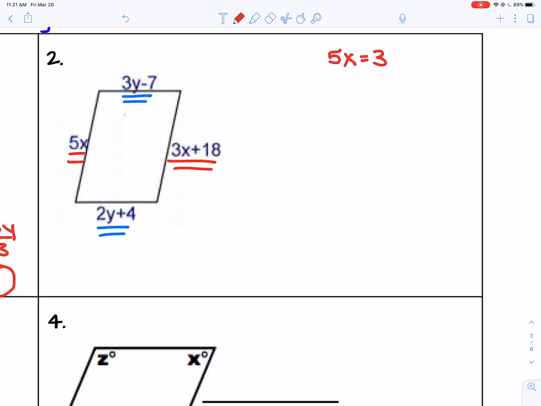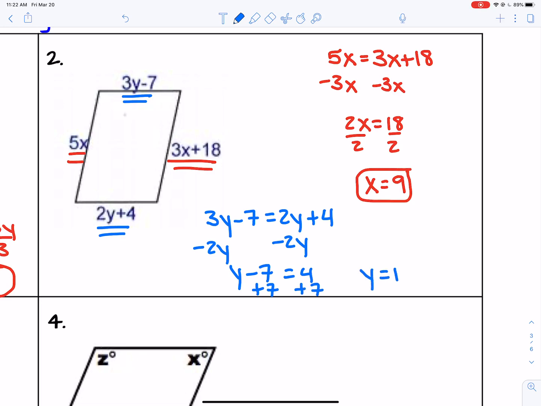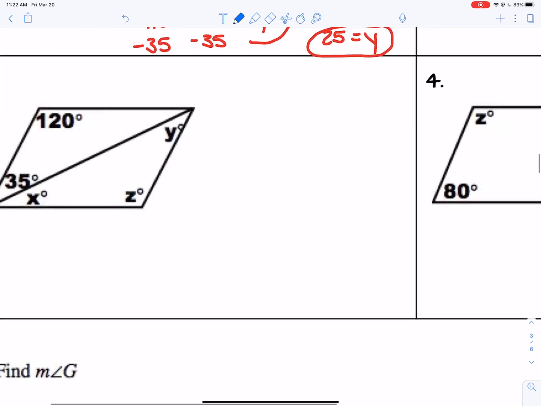So 5x equals 3x plus 18. I can subtract 3x and I get 2x equals 18. Divide by 2 and we can get x equals 9. And then the top and the bottom are also congruent. So 3y minus 7 equals 2y plus 4. We can subtract 2y. So we get y minus 7 equals 4. And just add the 7. And you get y equals 11. All right, so that's it for number 2.